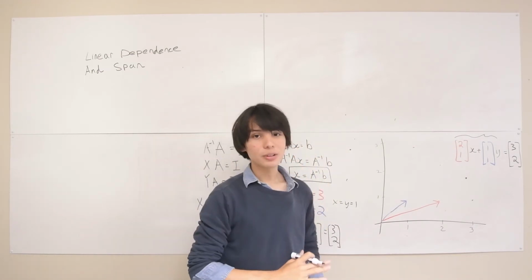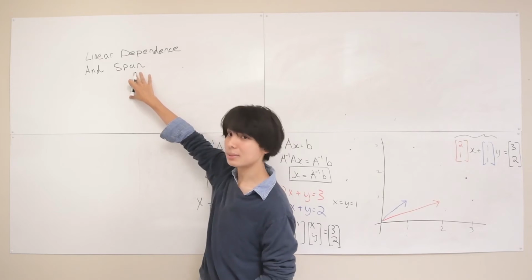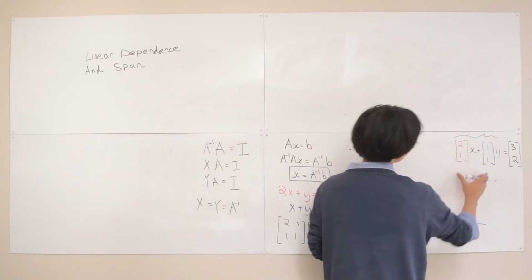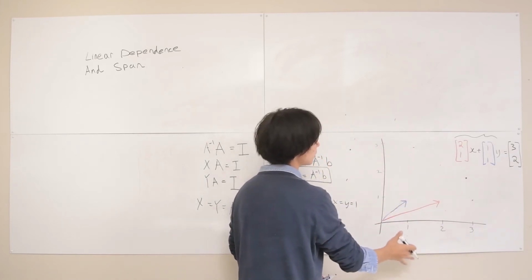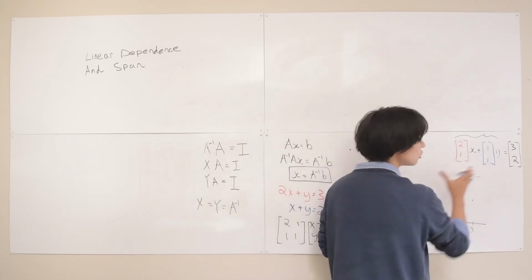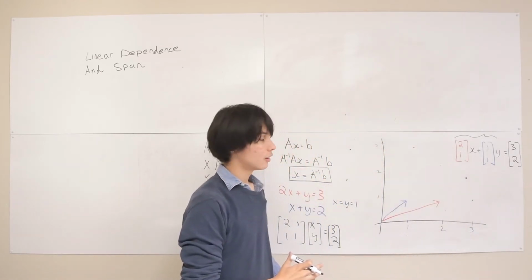And the thing I want to talk about here, and this is our first thing that we talk about, is span. The span of 2 vectors is the set of possible points that can be reached as a linear combination of those vectors.